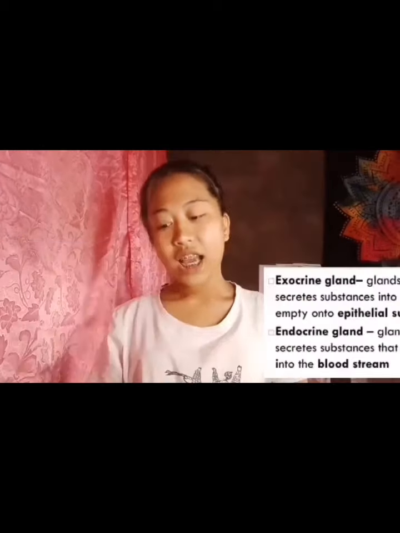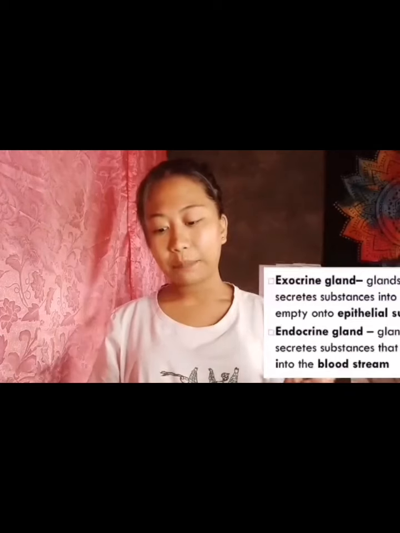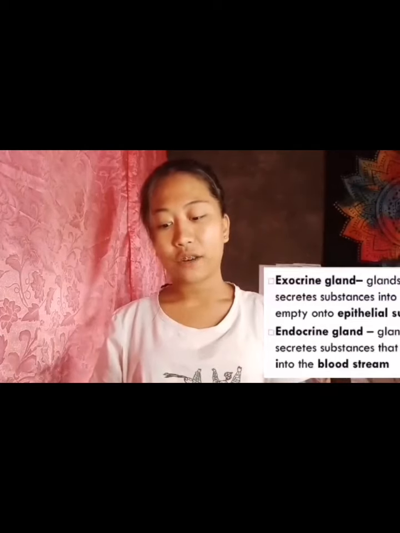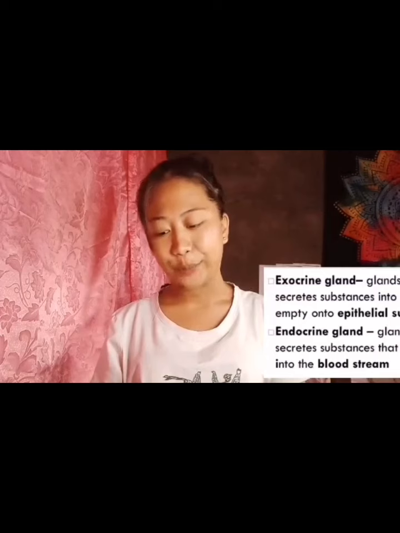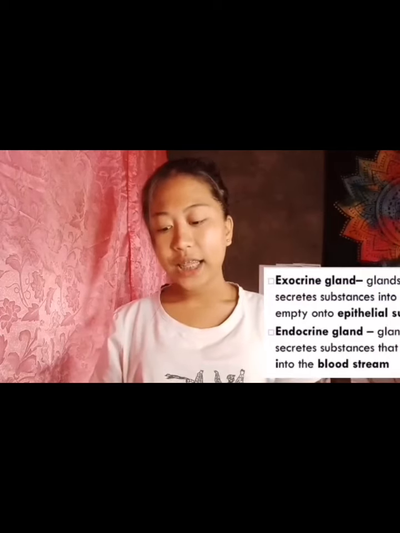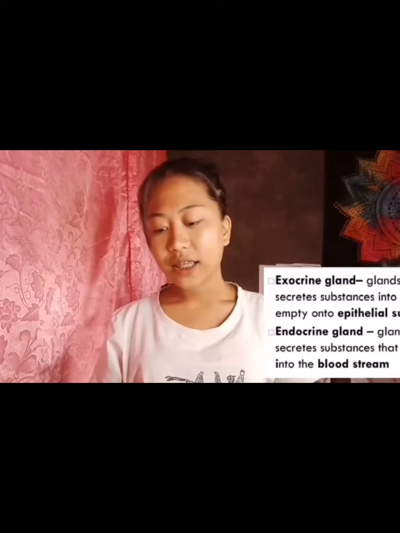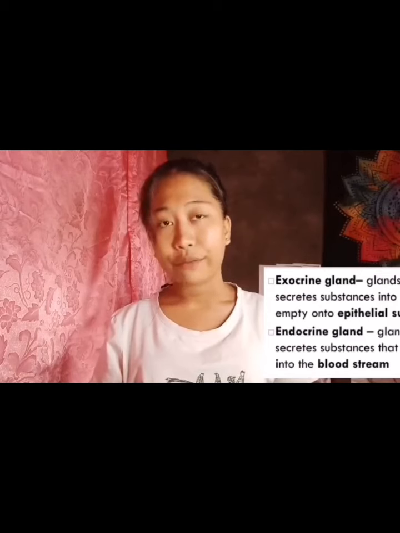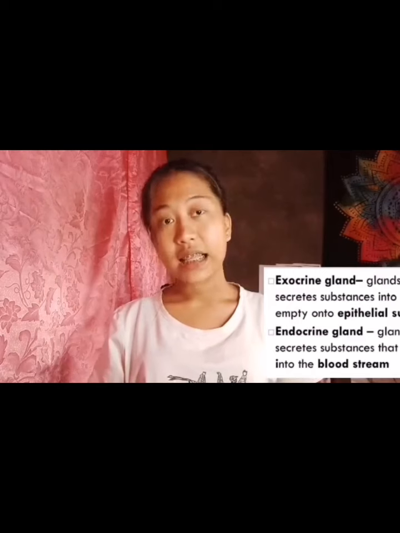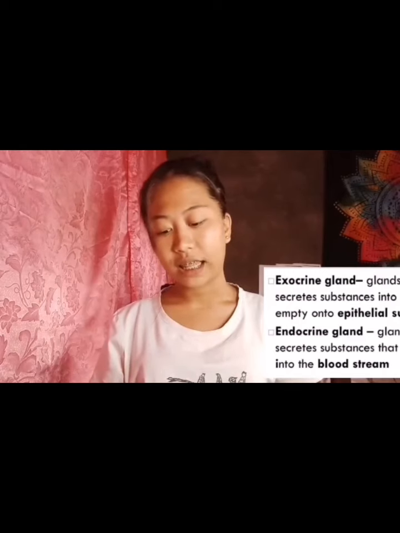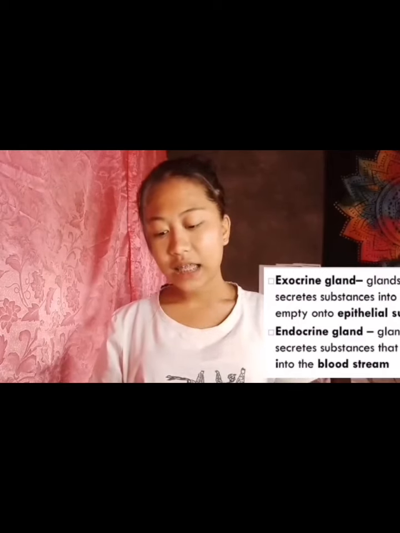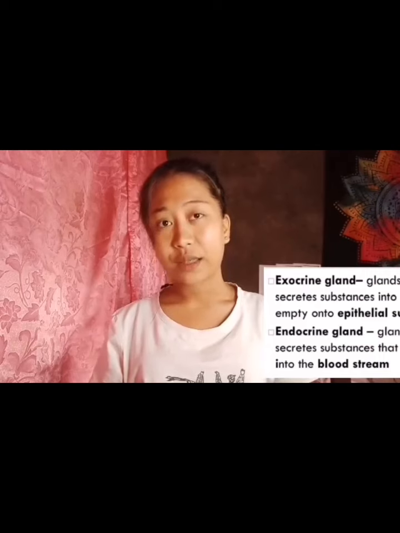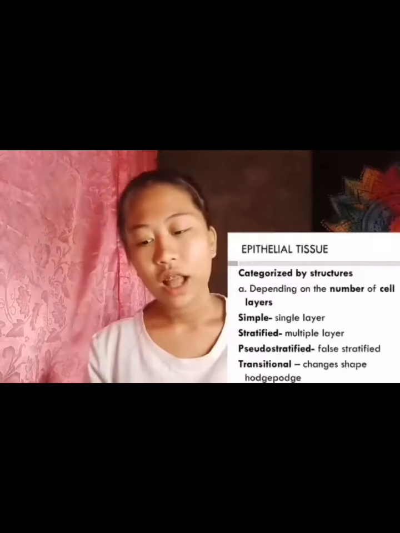other substances. These are the two kinds of glandular epithelium. First, exocrine glands, glands that secrete substances into ducts that empty onto the epithelial surface. The second is the endocrine gland, glands that secrete substances that diffuse into the bloodstream.